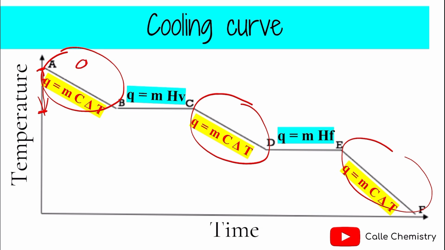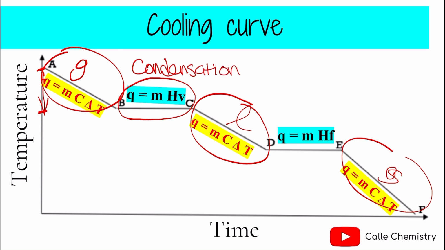For instance, this right here is a gas, this is a liquid, and this is a solid. So from a gas to a liquid, we're going to use the heat of vaporization equation, which is used for either boiling or condensation. And then from D to E, we have freezing. Heat of fusion is used when something is either freezing or melting.